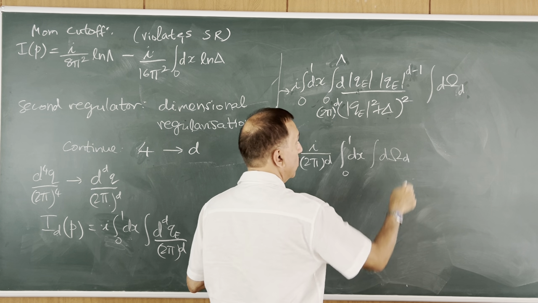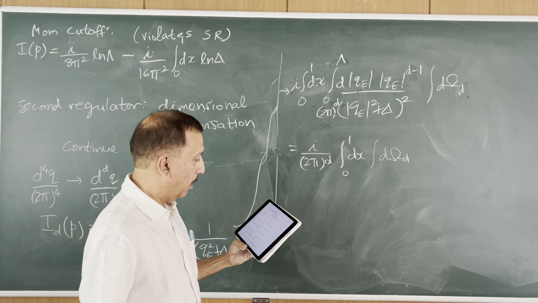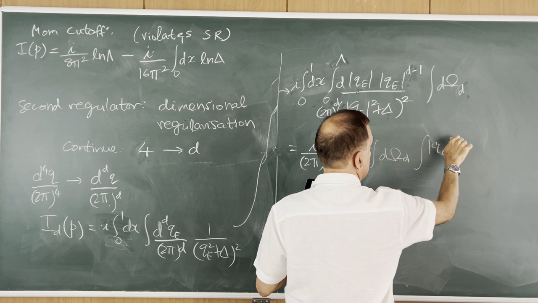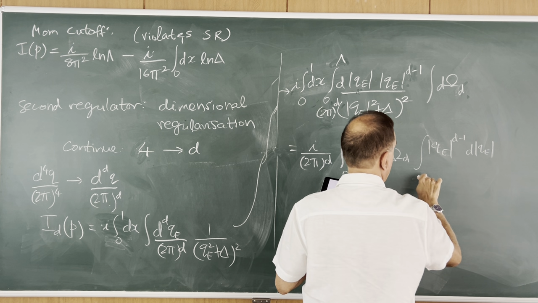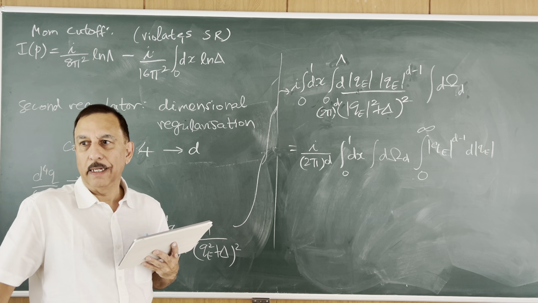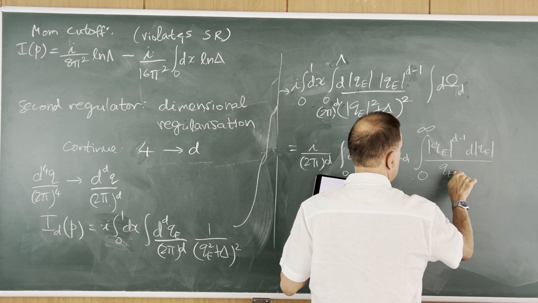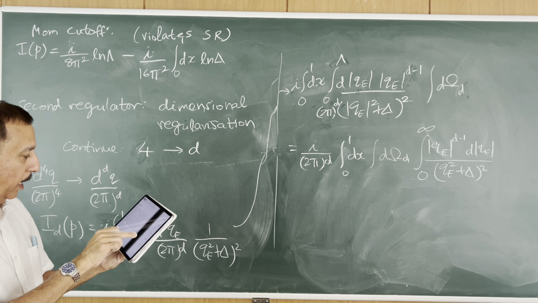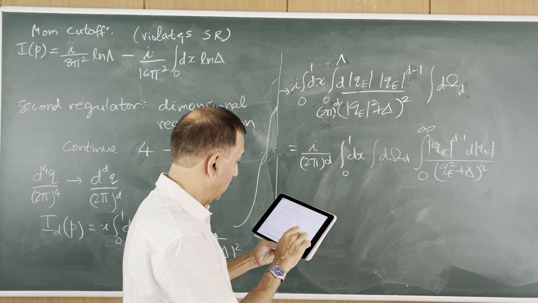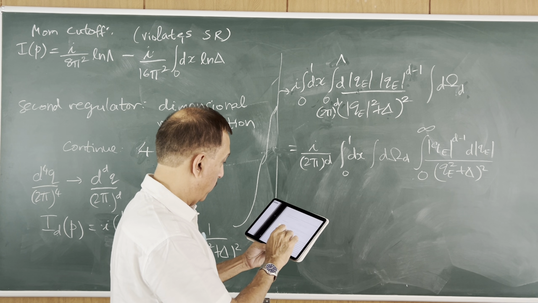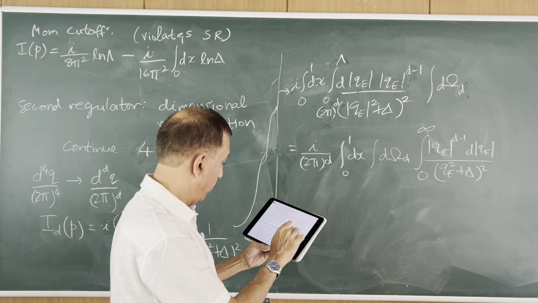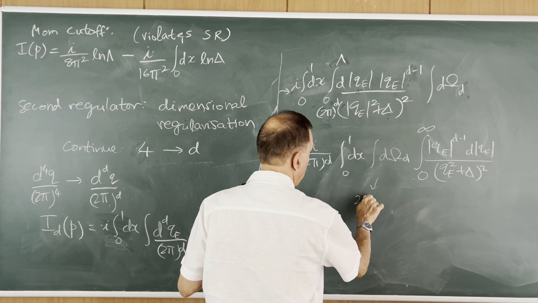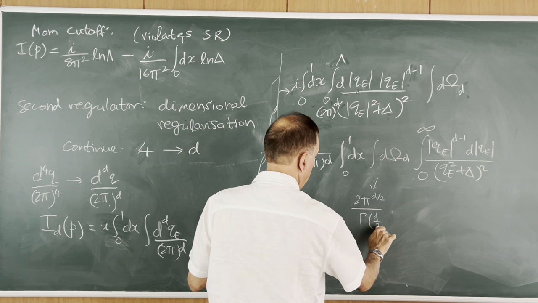Integral dΩ_d, so integral of that volume, which we already know the answer, we wrote it earlier, and then the integral over q Euclidean. So let's write the modulus to the d minus 1, dq Euclidean. This we now integrate from 0 to infinity. We don't put any cutoff on that, and downstairs (q_E² plus Δ) whole squared. Okay, and now the integral of dΩ_d, we already had the formula, and it is what? Why do I lose formulae when I need them? I actually also can remember it, but I'm disturbed when I can't find it. So this is 2π^(d/2) over Γ(d/2). Good.